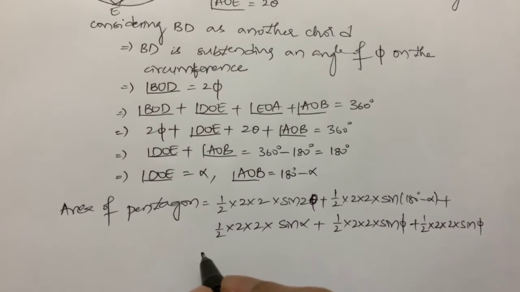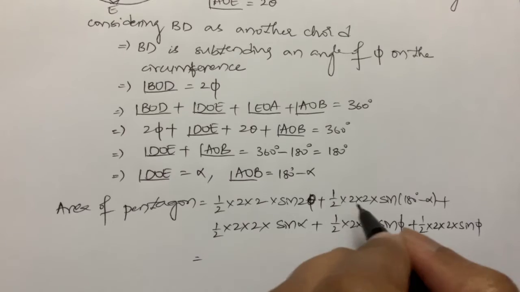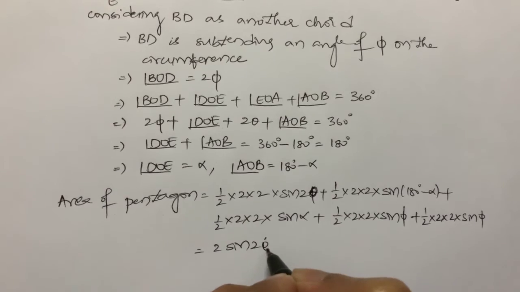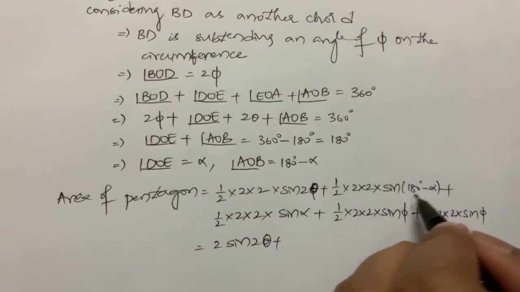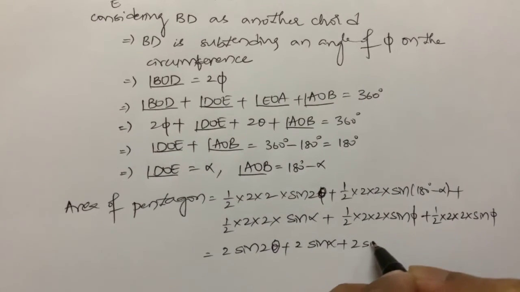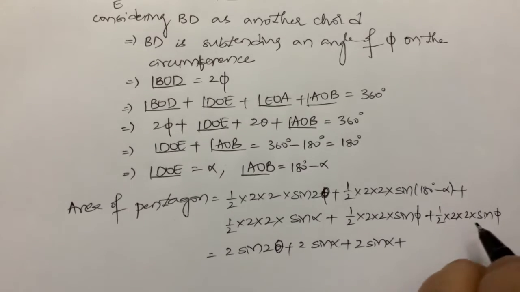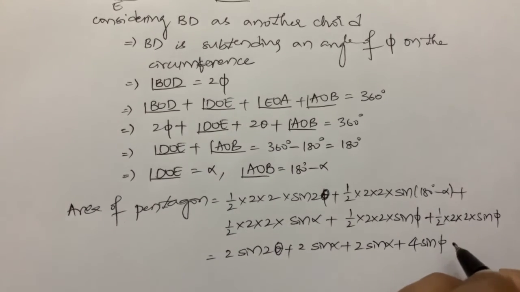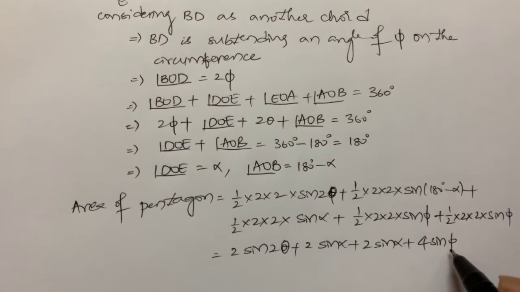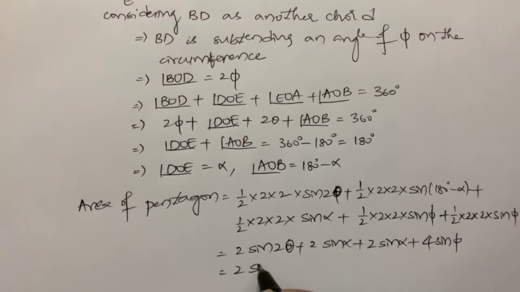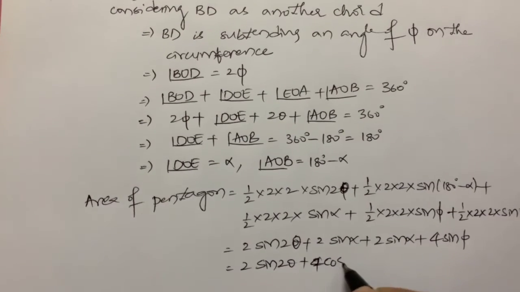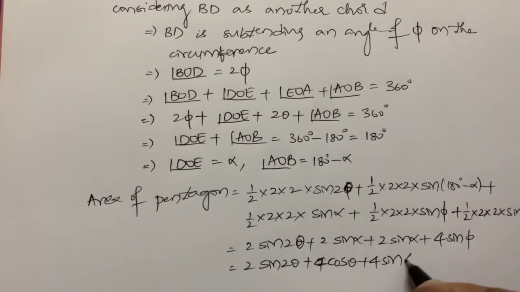What we have now is, 2 will get cancelled in each and every term. So 2 sine 2 theta, and here 2 sine alpha, because sine of 180 minus alpha is sine alpha. This is also 2 sine alpha. Then 2 sine phi and 2 sine phi make 4 sine phi. Phi is nothing but 90 minus theta, so 4 cos theta. So we get 2 sine 2 theta plus 4 cos theta plus 4 sine alpha.